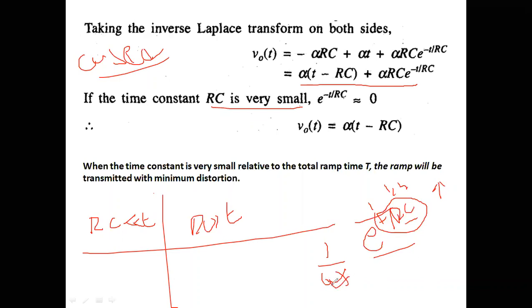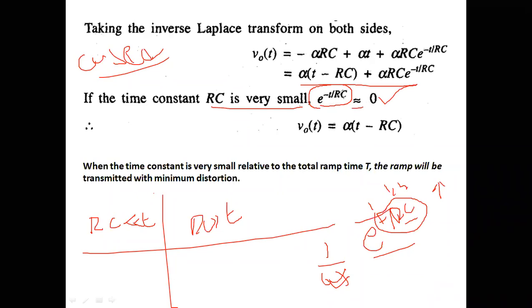As the denominator is increasing, the total value gets decreased. Therefore, this value will be very small. When the time constant is very small, e power minus t by RC is very small, and we can neglect it and make it 0, because the time constant is very small. You have to understand why I have taken it as 0.